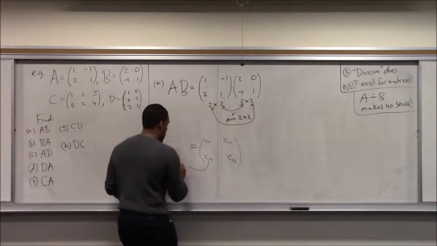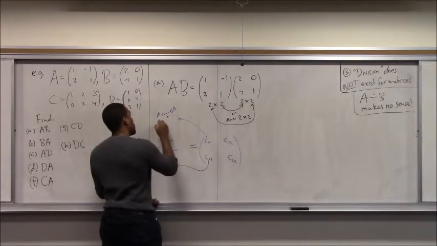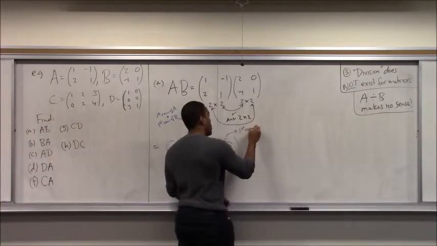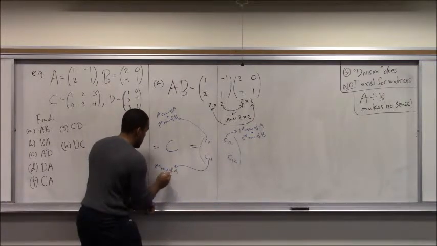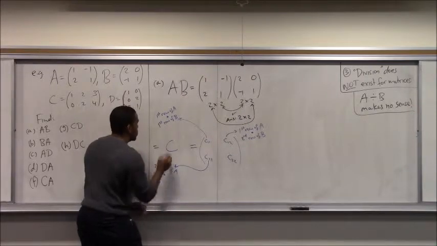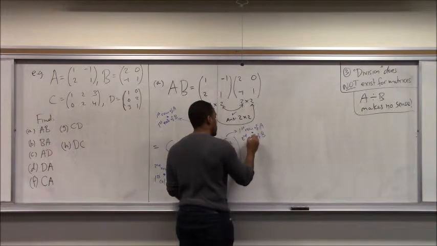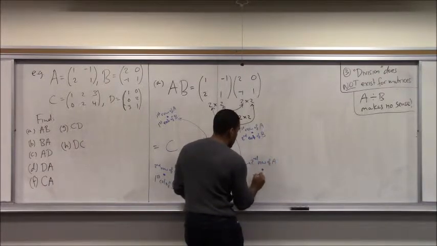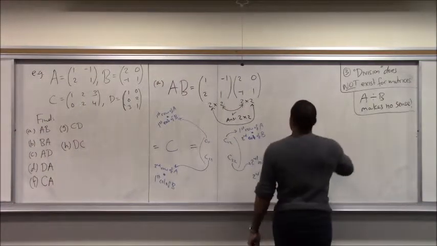What these mean is, for the first, you're going to take the first row of A dot product with the first column of B. For the next, you take the first row of A dot product with the second column of B. Here, you take the second row of A dot product with the first column of B. And here, you take the second row of A dot product with the second column of B. That's how you're going to create the answer. So now, let's look at how it would look.